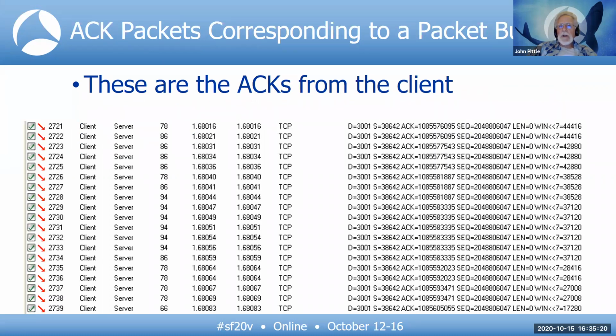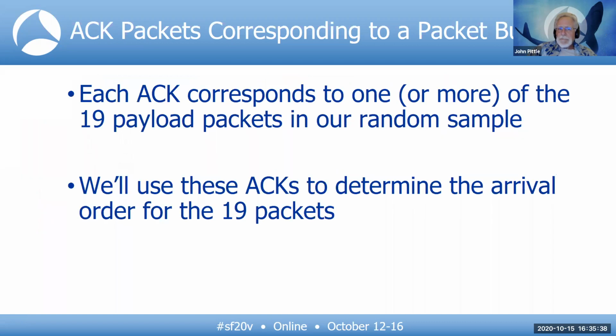So here are some ACKs from the client. This was a random sample. There's a lot of traffic. These are the ACKs from the client. There's a couple of things about this decode summary that's worth looking at and pointing out. By the way, we're only going to look at 19 data packets. Out of all this 48 meg, we're going to look at 19. We're going to look at how they're arriving.